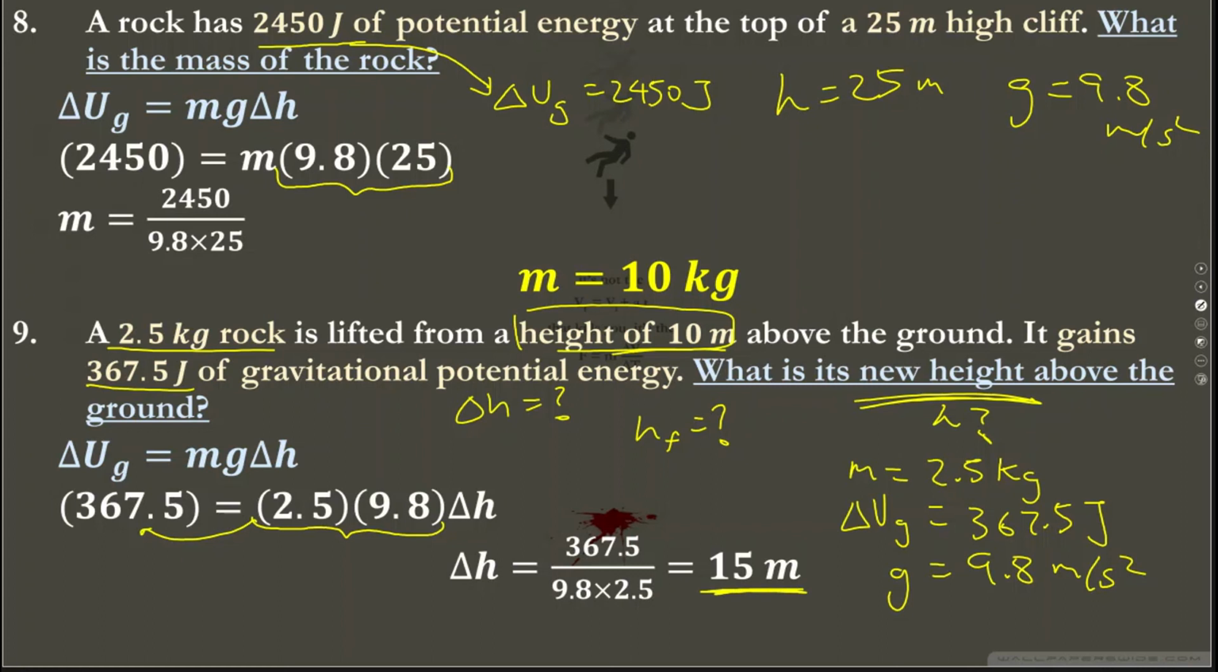Okay. The question asks, what is the new height above the ground? So initially, we were already 10 meters above ground. We've changed and gone up by 15 meters. So our final answer, if I just quickly erase what I just did here because I had the working out, is 25 meters. So the new height above ground is 25 meters.